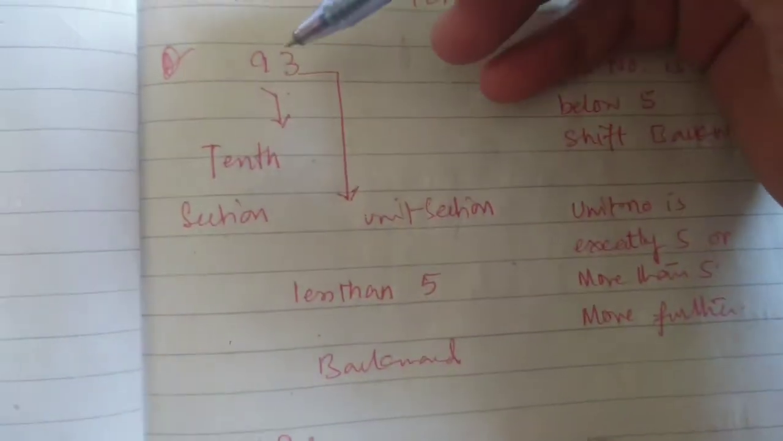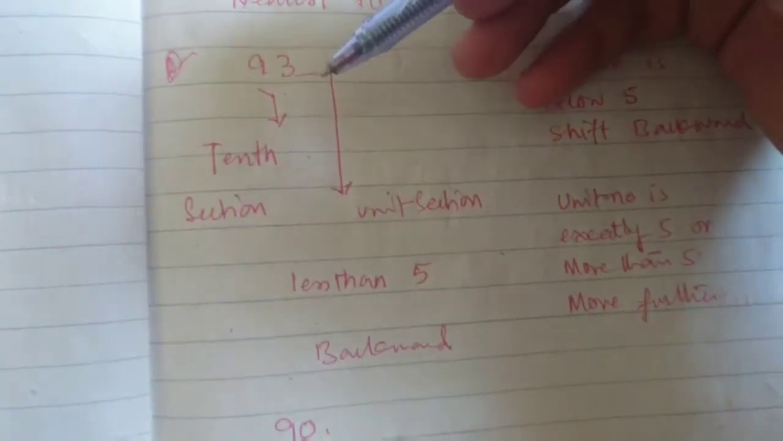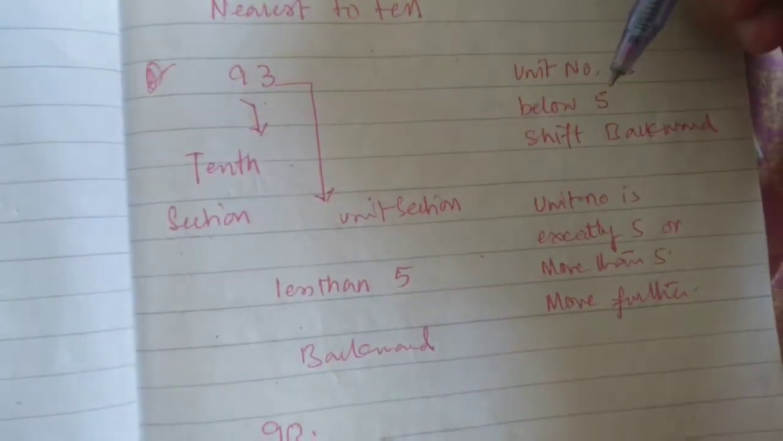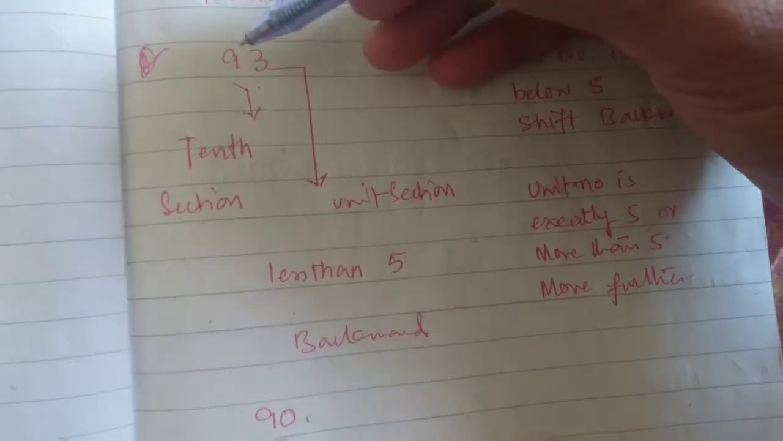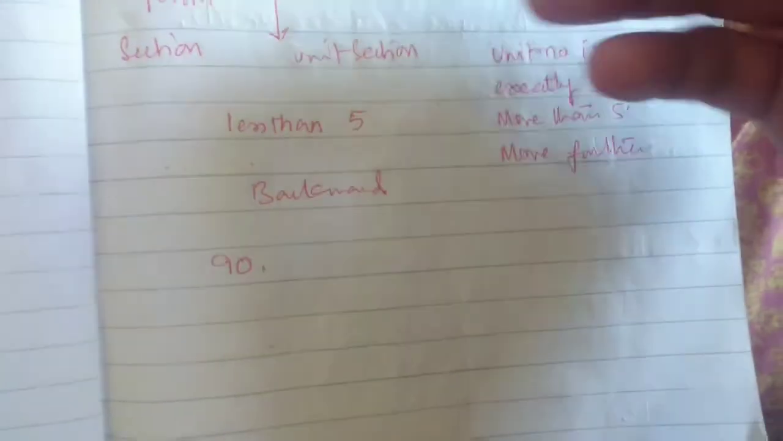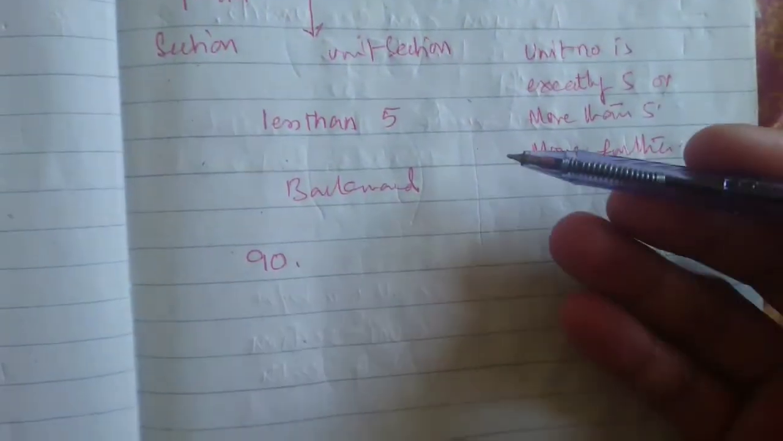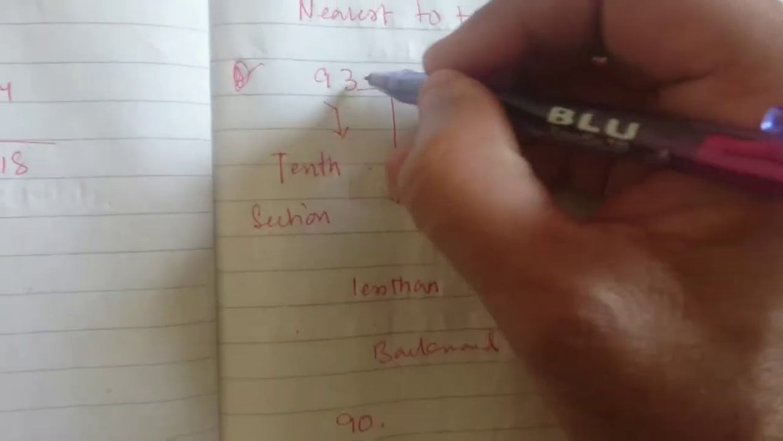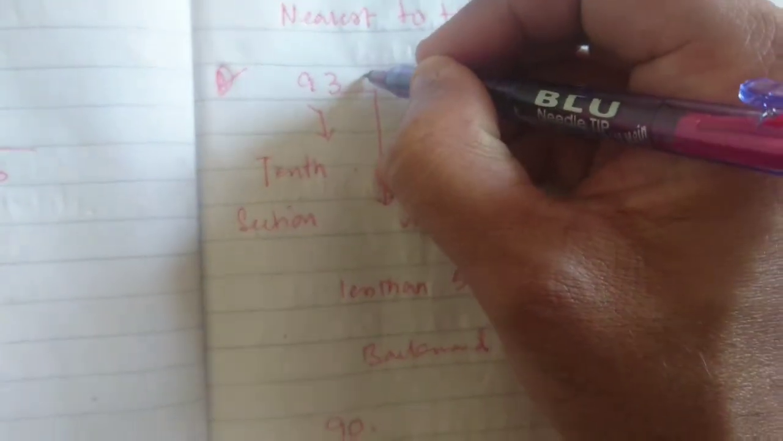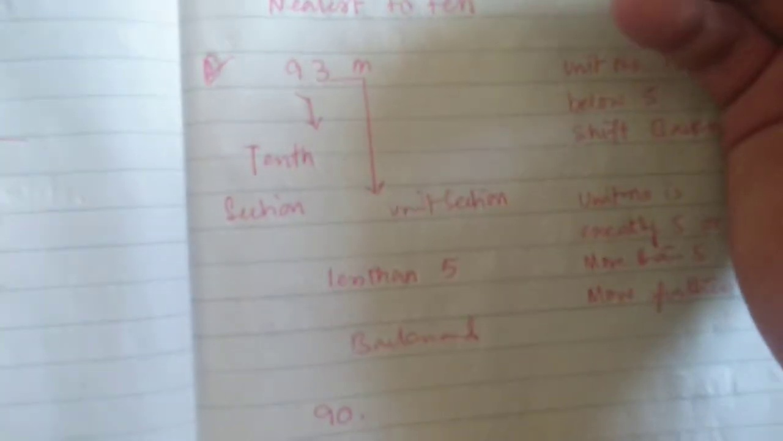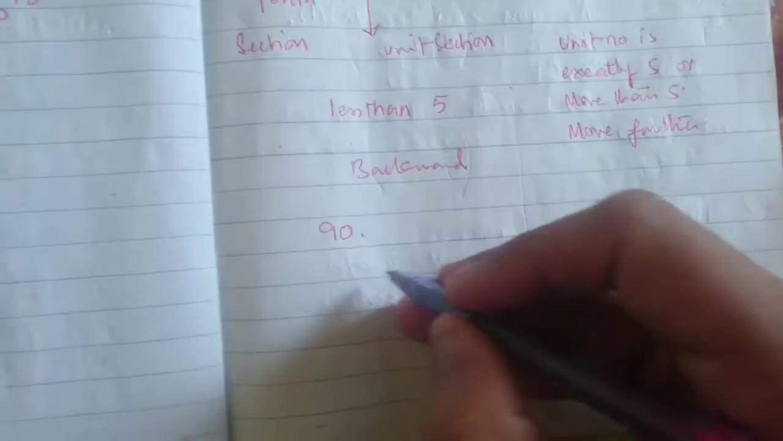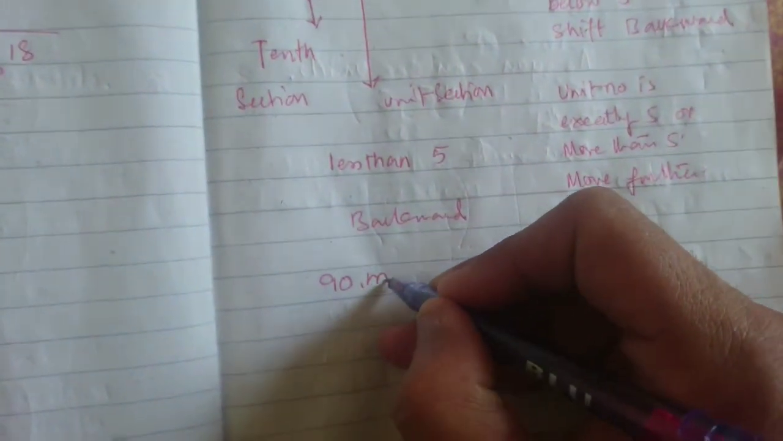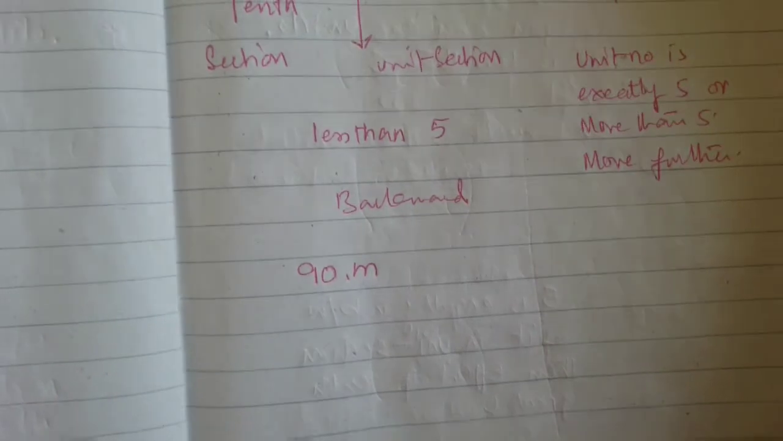So all we're going to do with 93: 3 is less than 5, as you can see, so we will shift backward for my approximate value. If I want to let them know where I'm standing, that will be 90. Instead of saying I'm going for a ride which is 93 meters, is it accurate? Or I should say I'm going for a ride which is 90 meters long.